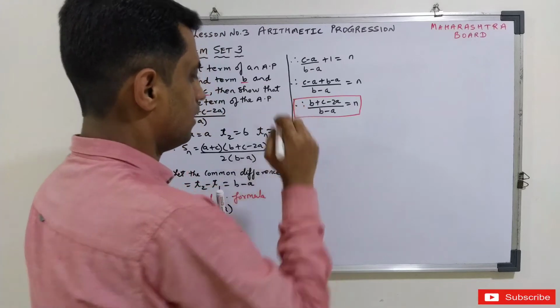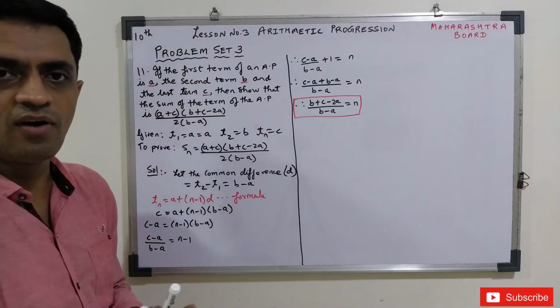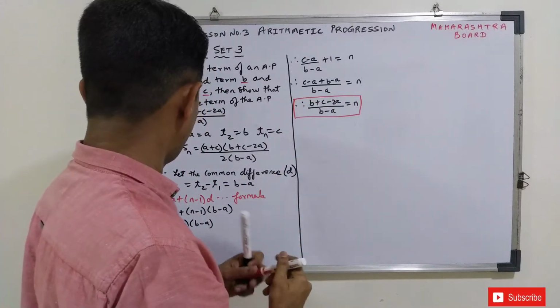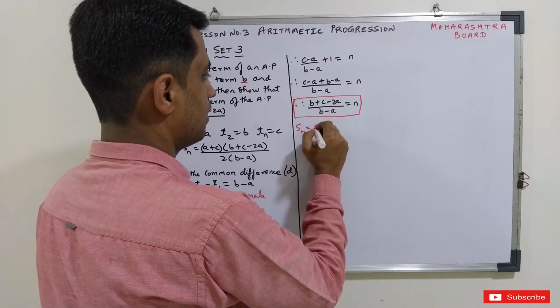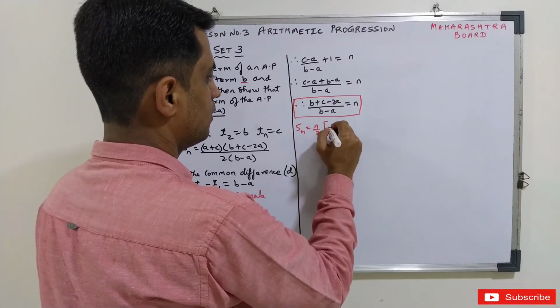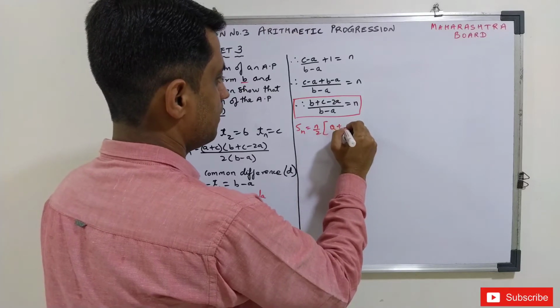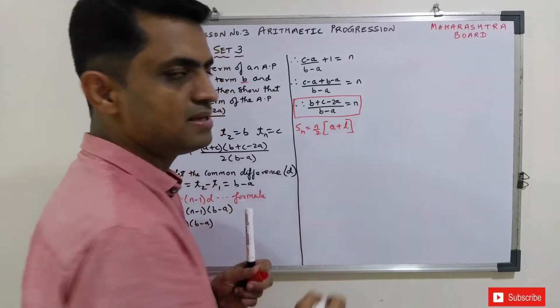Now let us use the Sn formula, the second formula of Sn. What is the second formula of Sn? Sn is equal to n upon 2 (first term plus last term). Last term means Tn.